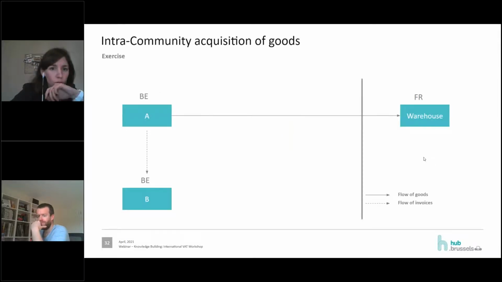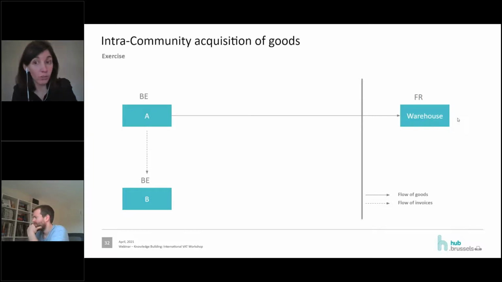Maybe just two small exercises, practical examples. We have a Belgian company selling goods to another Belgian company, and this Belgian company B has required the Belgian company A to ship the goods directly to a warehouse in France. So even though we're now talking about a transaction between two Belgian companies, do not forget, in terms of supply of goods, you need to follow the flow of goods. So B will acquire the goods in France and not in Belgium, in the warehouse in France.